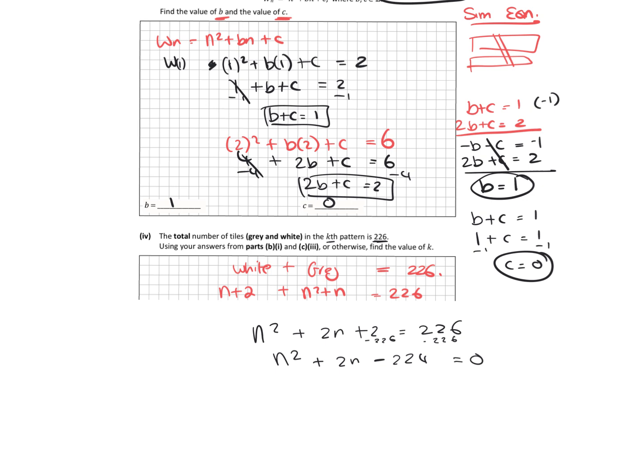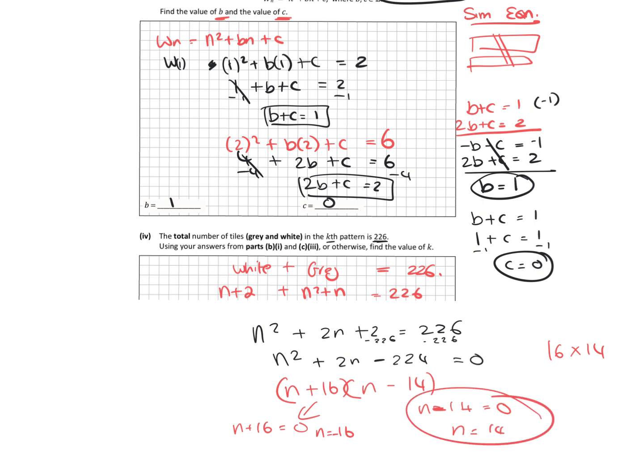But I can see here from the marking scheme that the factors were 16 times 14. So it would have been n plus 16 and n minus 14. So you're going to go n plus 16 equals 0, n is equal to 16, or n minus 14 equals 0, n is equal to 14. Sorry, there should be a minus 16 there. And obviously you're going to eliminate the inappropriate one. So we'll go with this one here.